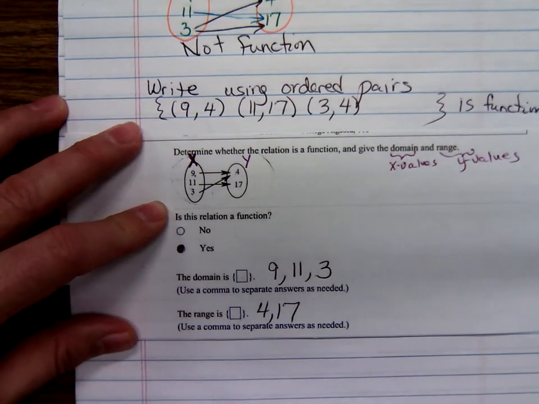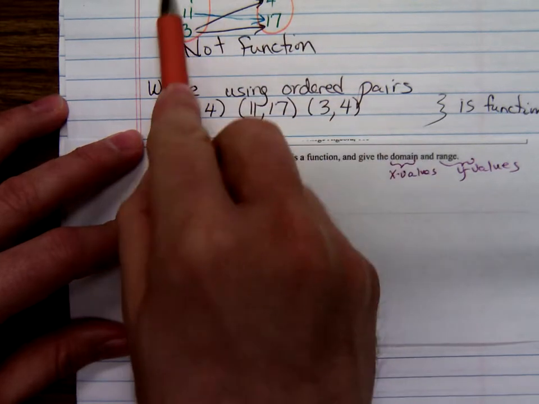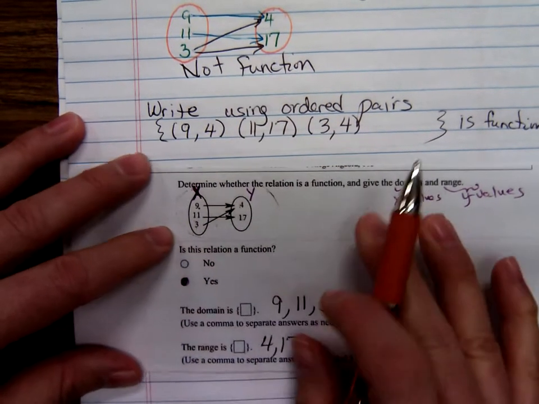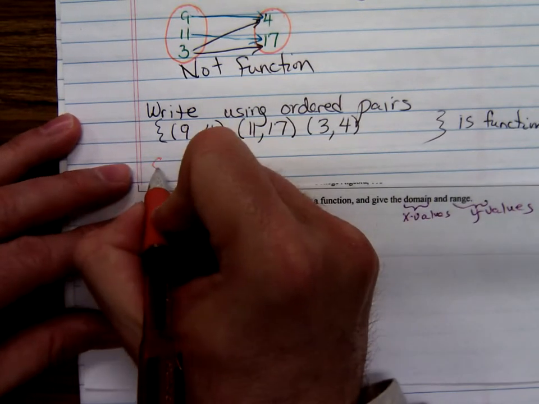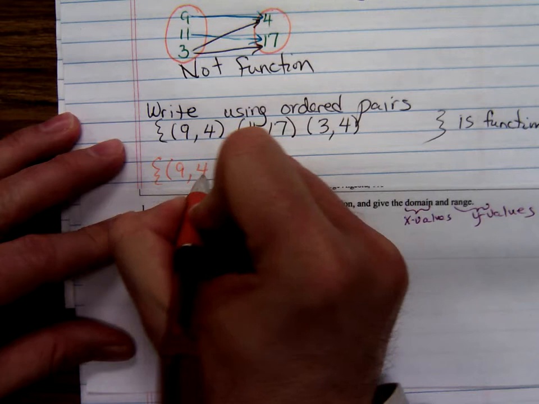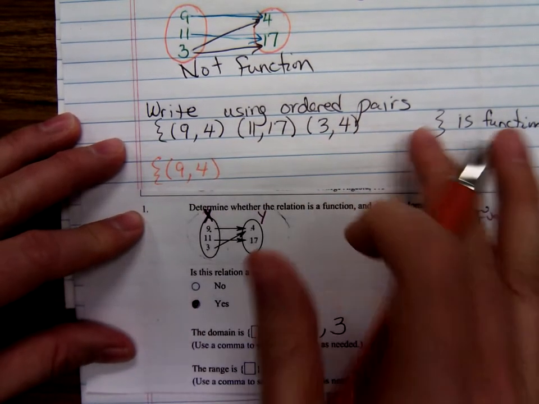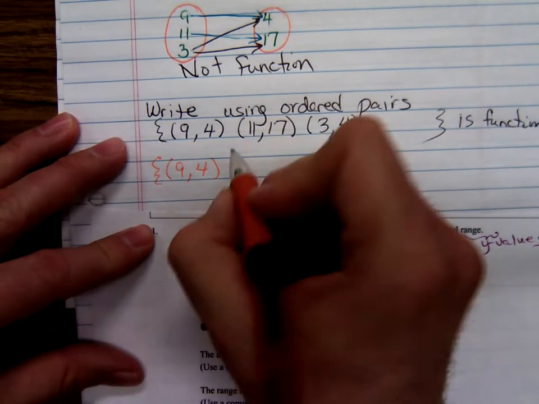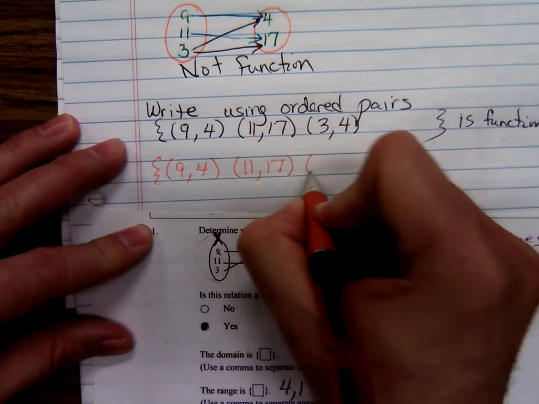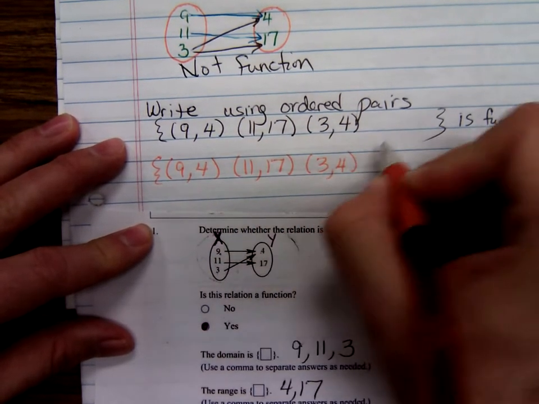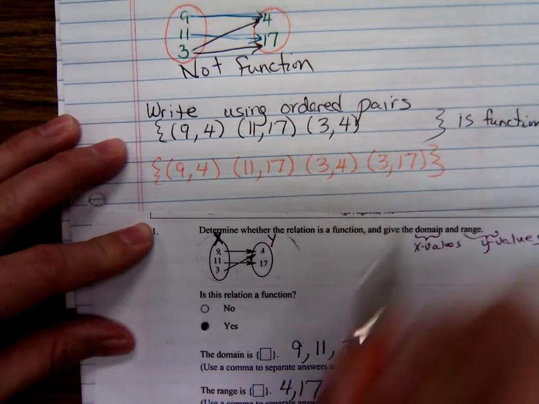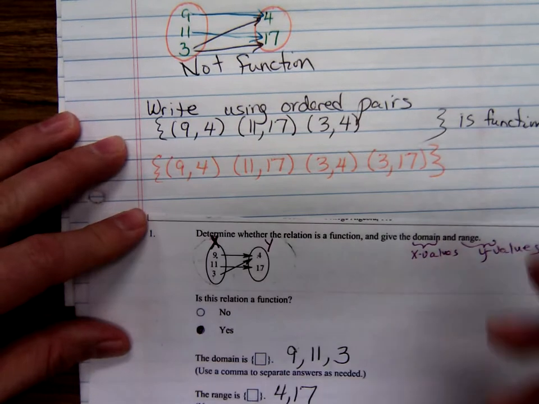What if we did the same thing with this one up here? Write out the ordered pairs that would be generated from that. It would be 9, comma 4. It's going to be the same thing we wrote right here, except there's going to be one more ordered pair, isn't there? 11, comma 17. 3, comma 4. And 3, comma 17. Now that one we said is not a function.